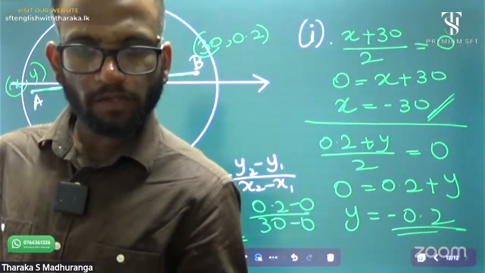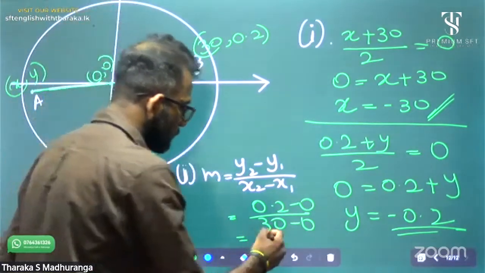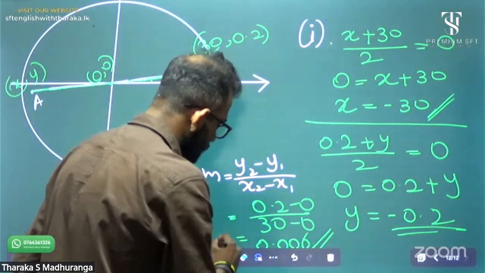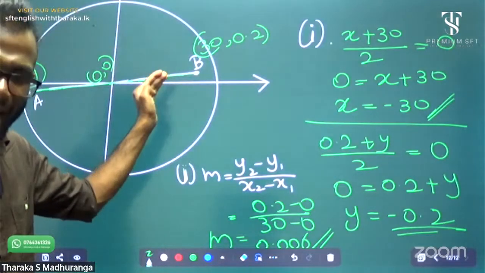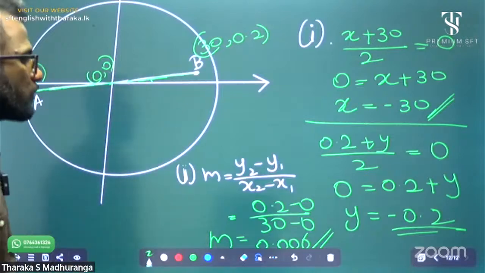Yes. 0.006. Good. 0.006 is the gradient of the AB line. That's a very small value. That's why the angle with the positive side of the x-axis is very low, a very small value.